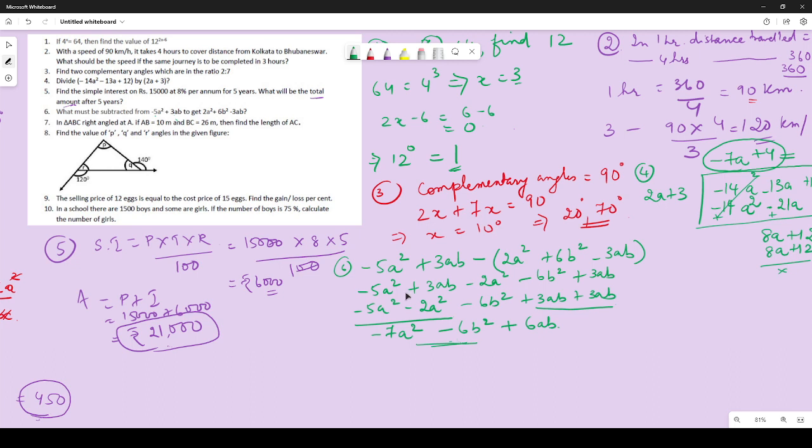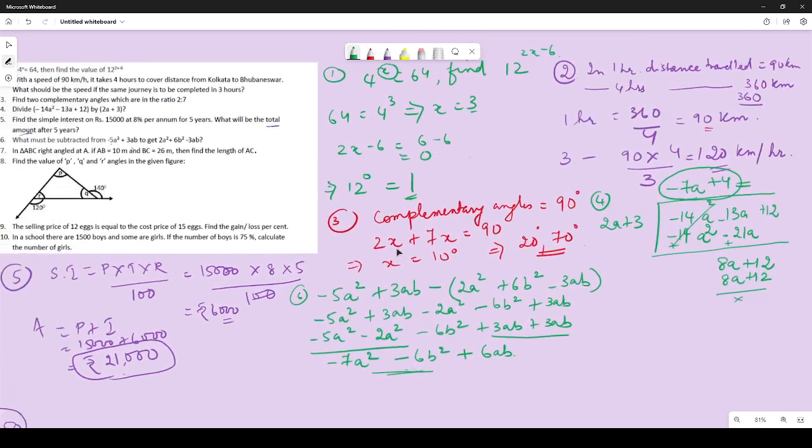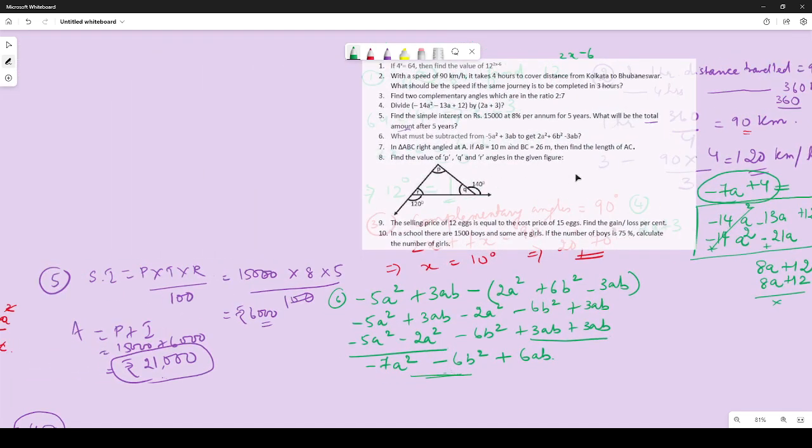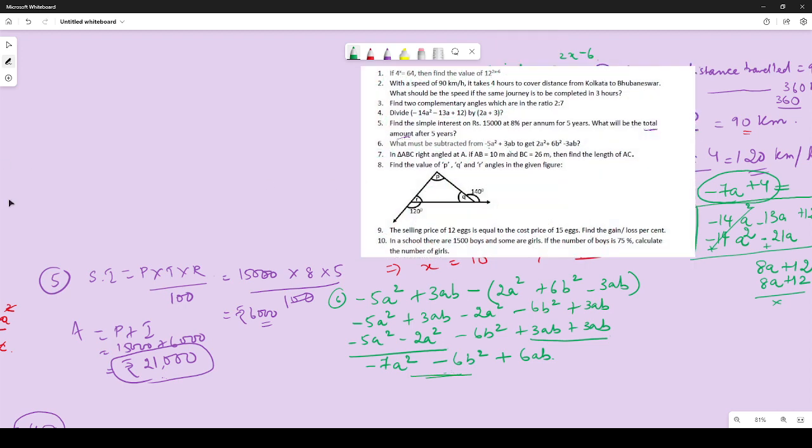Now let us come to question number 7. Now many of you committed some error over here. Let me show you this question over here. Okay, the question said right angled at A. Many of you missed out on this important point, which was right angled at A. What does this mean? This means that when you are taking up question number 7, the right angle is at A.